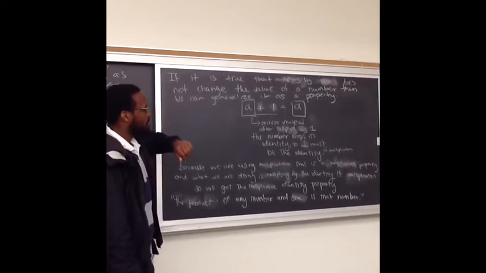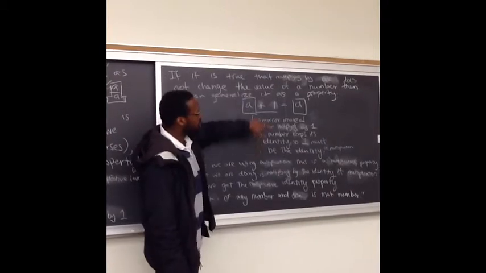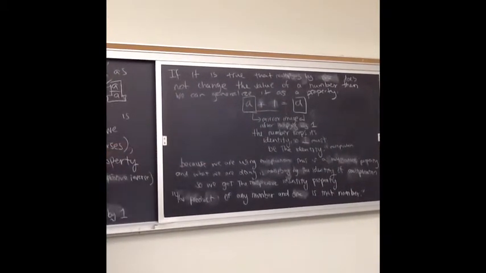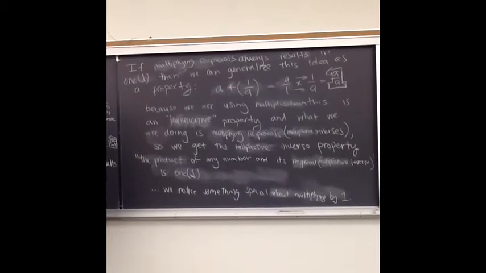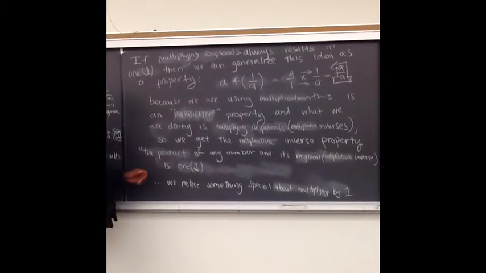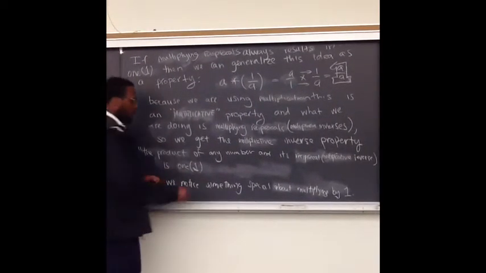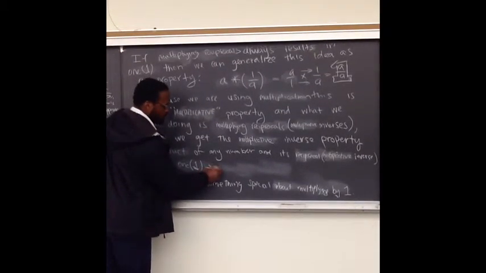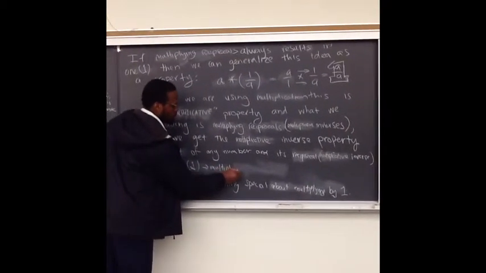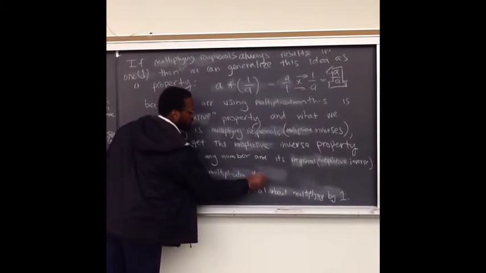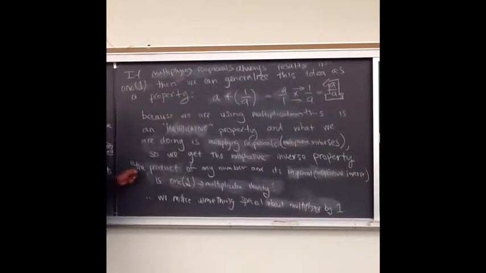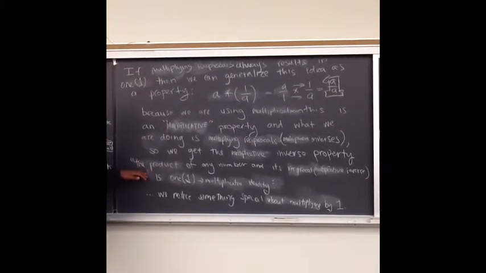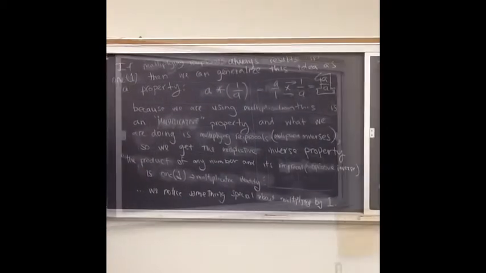Now, since 1 is the identity of multiplication, we can come back over here, and we can say the product of any number and its reciprocal, or multiplicative inverse, is 1, and we know that 1 is the multiplicative identity. And so we see the product of any number and its reciprocal is the multiplicative identity.